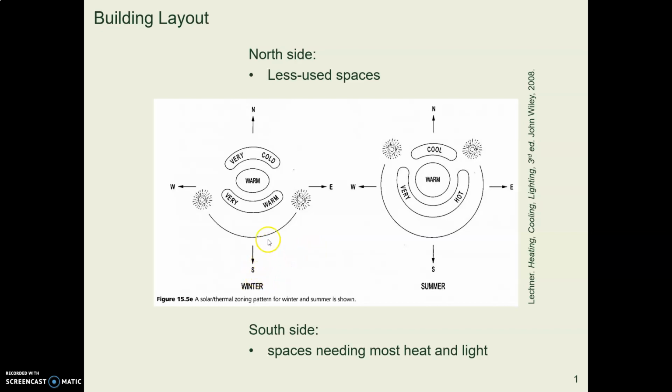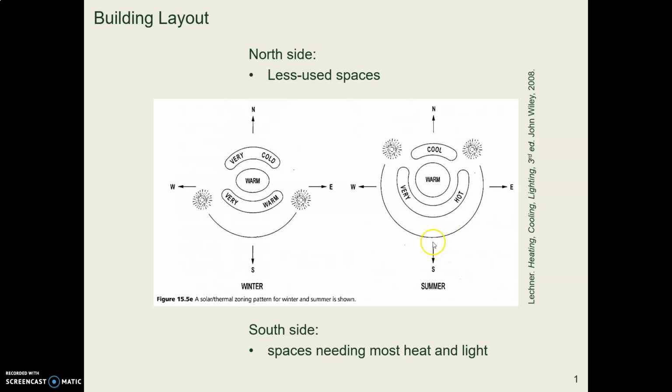In the winter time, the sun comes in from the south, and that south side will be warm. So that might be where you want your living spaces. The north side is going to be very cold because the sun doesn't reach there. In the summertime, the sun is coming in from the south, and it's going to get pretty hot on that south side if you don't provide shade. Up there on the north side, it'll be cool. So we're thinking about that.